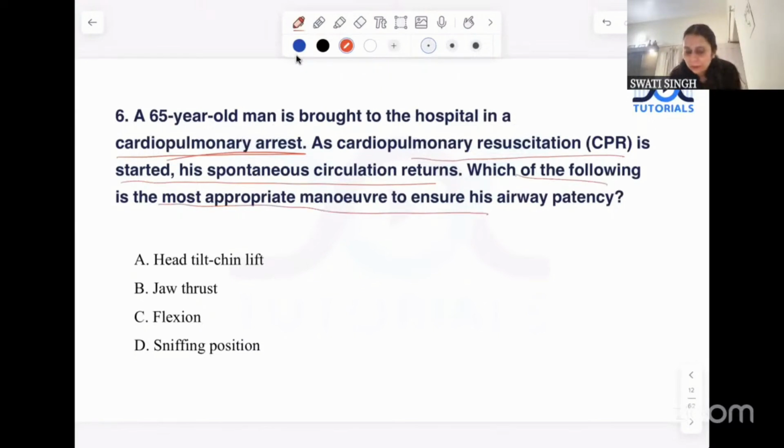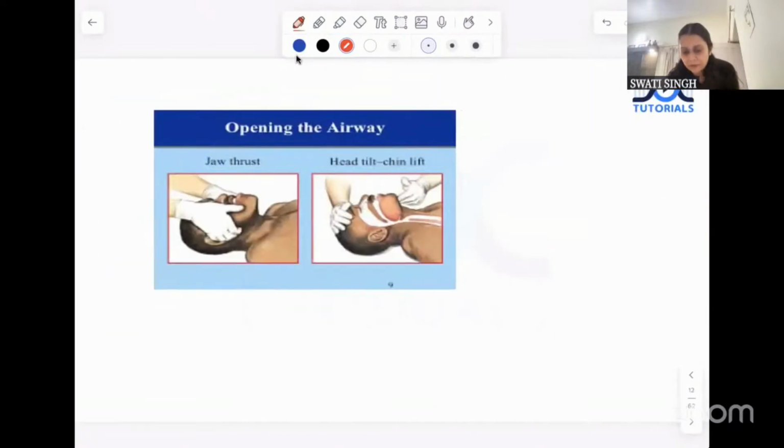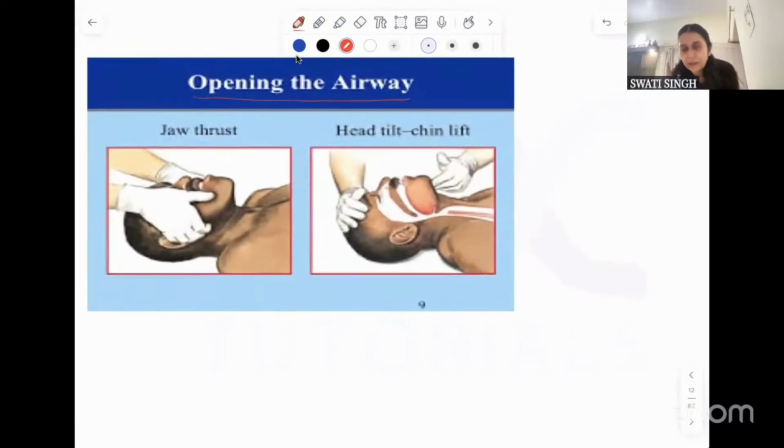So guys, the patient is post-CPR and unconscious. So his airway is obstructed. In an unconscious patient, airway obstruction is very common. So the question asks, what maneuver will we do to make the airway patent? Remember, for opening the airway there are two maneuvers: jaw thrust, and head tilt chin lift.